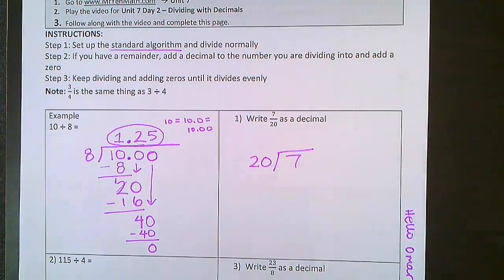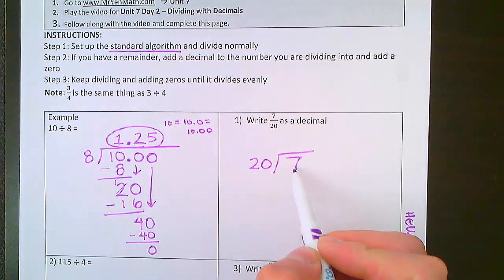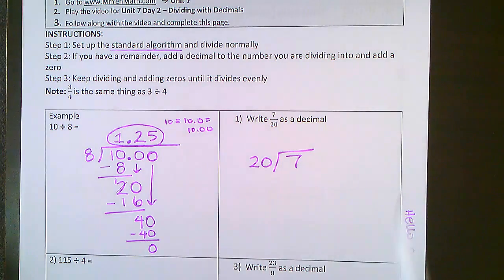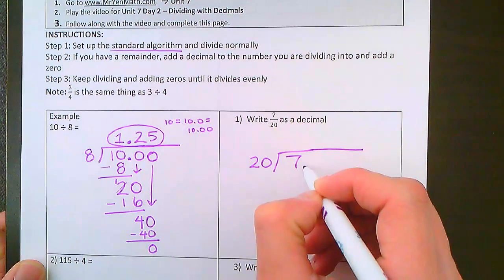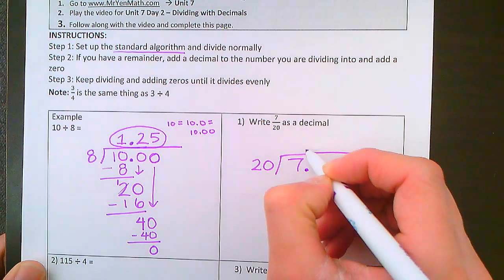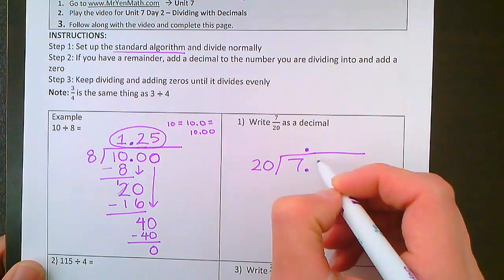Okay, so now we can figure out from here. First you check 20. Can 20 go into 7? It can't, because 7's too small. So we have to do our little trick where we can add a decimal here, and if we add a decimal there, we also have to add a decimal here, and then we can add a 0.